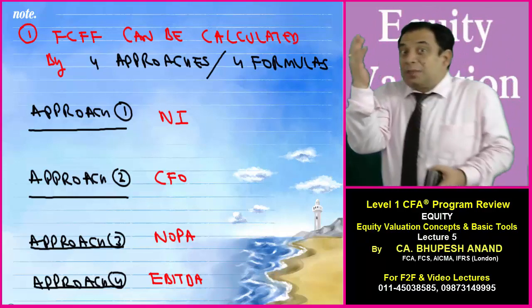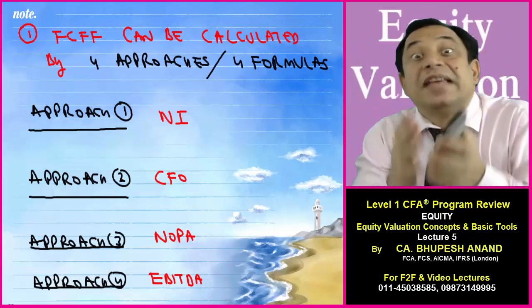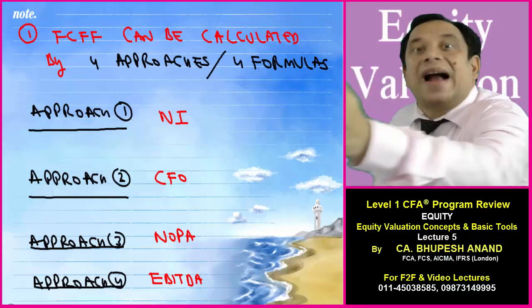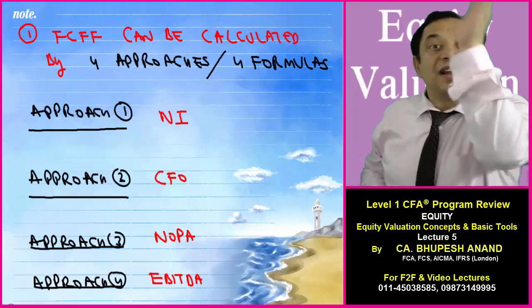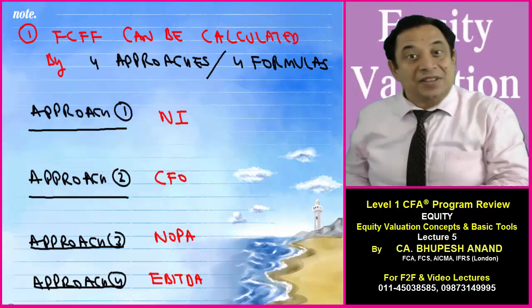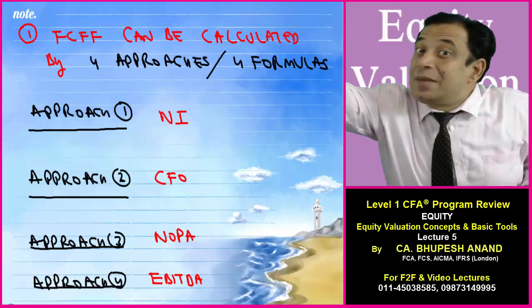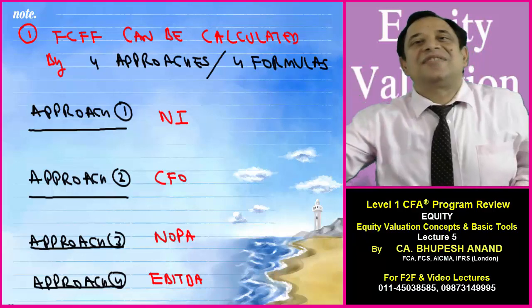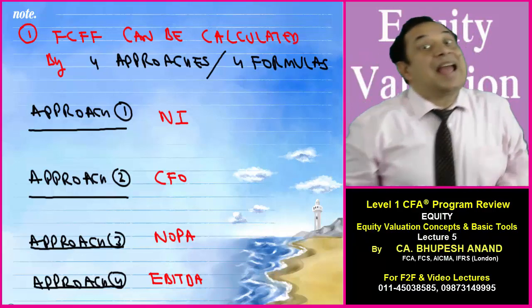Then approach number 3 we did with EBIT. If I am given EBIT, I will calculate NOPAT: EBIT into (1 minus tax). Then I take the effect of non-cash charges, then plus or minus working capital investment. I will not take the effect of interest because I have started with EBIT. Then plus or minus fixed capital investment, and the balancing figure will be FCFF.